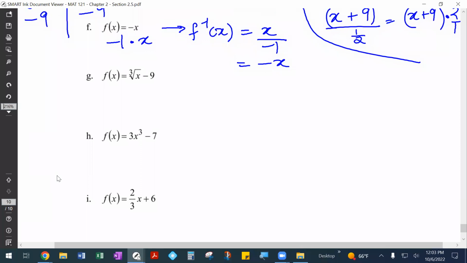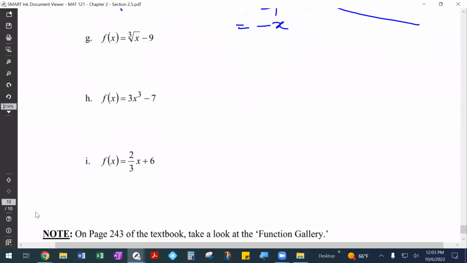So G is talking about cube root of x minus 9, and you should notice the cube root is only on the x, right? The -9 is separate. Part H, 3 times x to the 3rd power minus 7, and then the last one is 2/3 times x over 6.